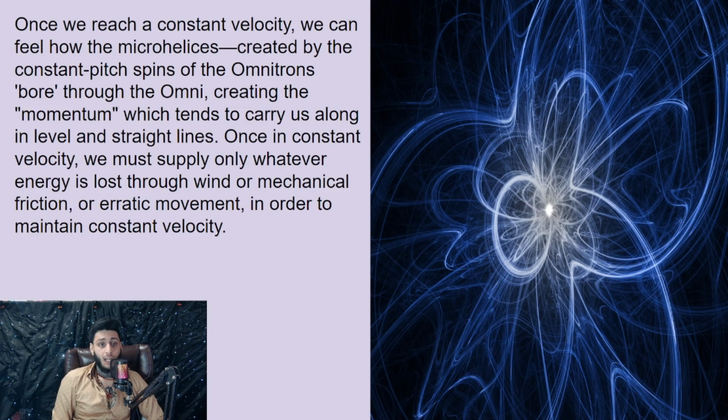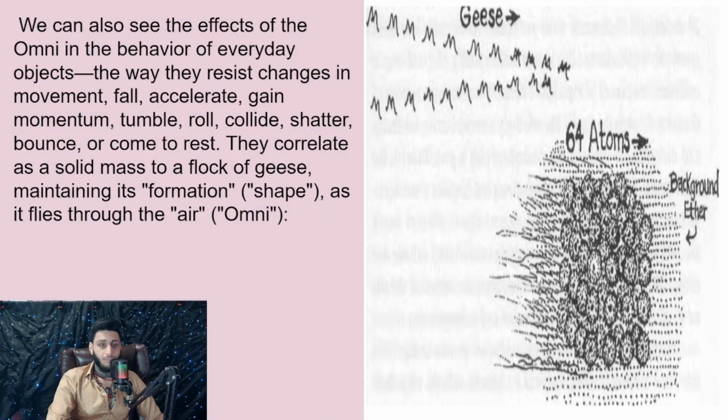Once we reach a constant velocity, we can feel how the microhelices created by the constant pitch spins of the omnitrons bore through the omni, creating the momentum, which tends to carry us along in a level and straight line. Once in constant velocity, we must supply only whatever energy is lost through wind and mechanical friction, or erratic movement, in order to maintain constant velocity.